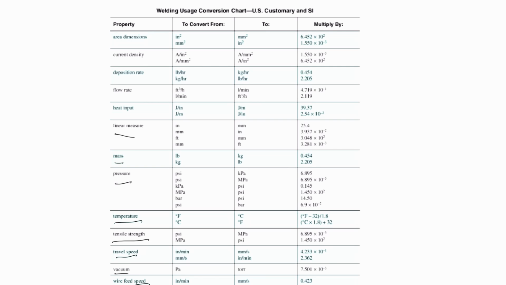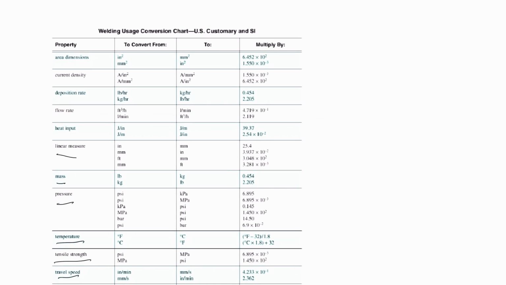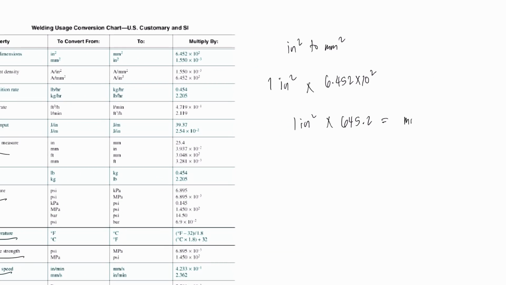So how will you use this chart? For example, you will convert inch squared to millimeter squared. Then you just multiply whatever value here. For example, 1 inch squared, you will just multiply it by 6.452 times 10 squared. So that is 1 inch squared times 645.2. Then you will automatically convert that into millimeter squared.